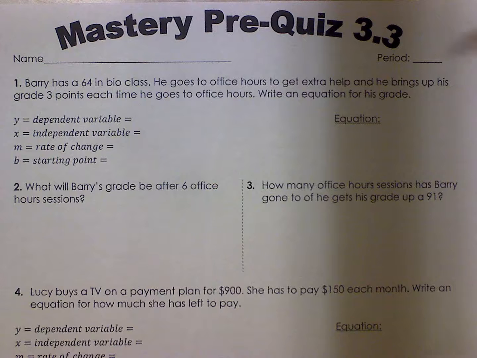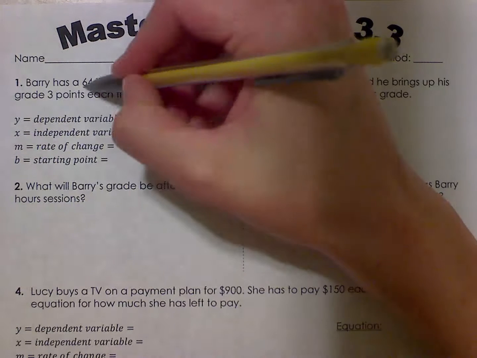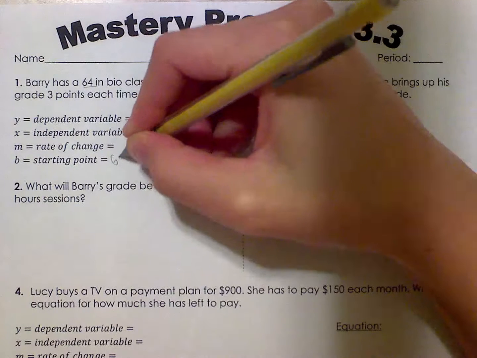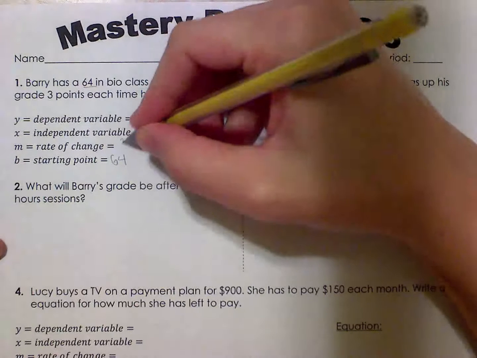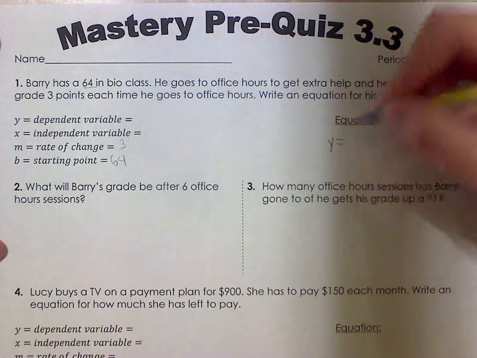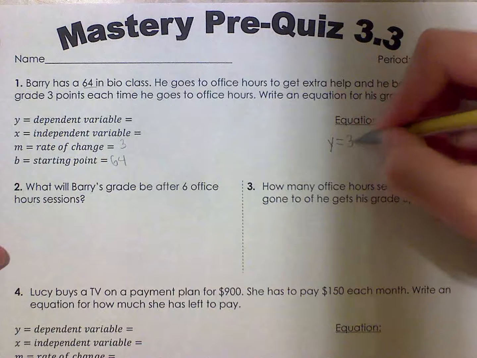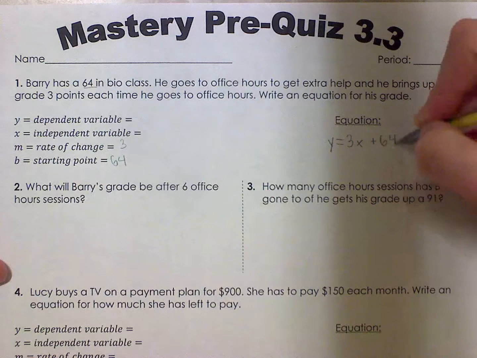Okay, so first, the easiest thing to find is usually the starting point. And so in this case, it's here. And then the rate of change, when he goes, he brings up his grade 3 points. So it's going to be positive 3. And already I can write my equation. Y equals, it's always the rate of change times x plus starting point.